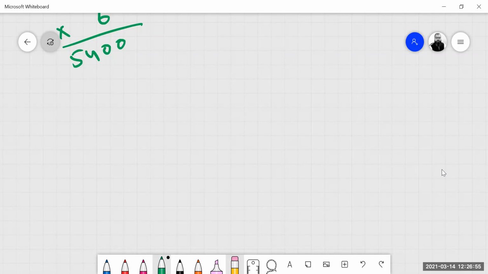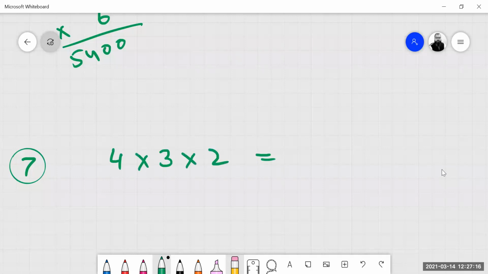Okay, now number 7. Length, breadth, and height are given. So very simple. 4 multiply 3 multiply 2. 12 multiply by 2, 24.